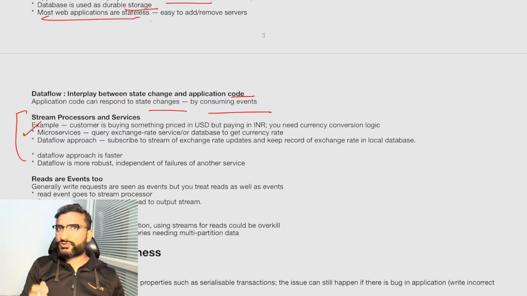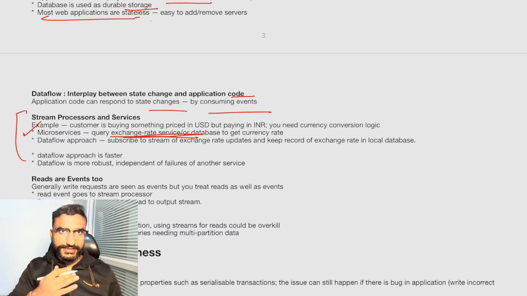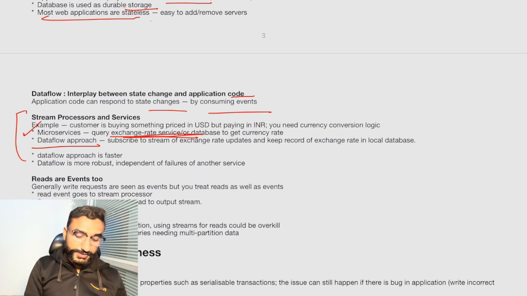When I say microservices, you have your order placement service, or your payment processing system, which talks to this exchange rate service to get the currency rate. So this is the currency rate right now, and accordingly I will charge the customer. The other approach could be the data flow approach.